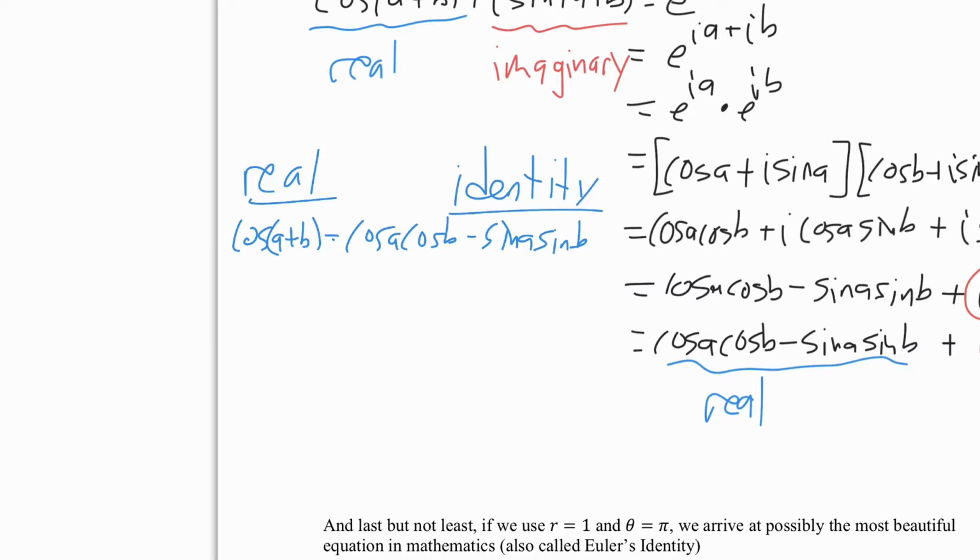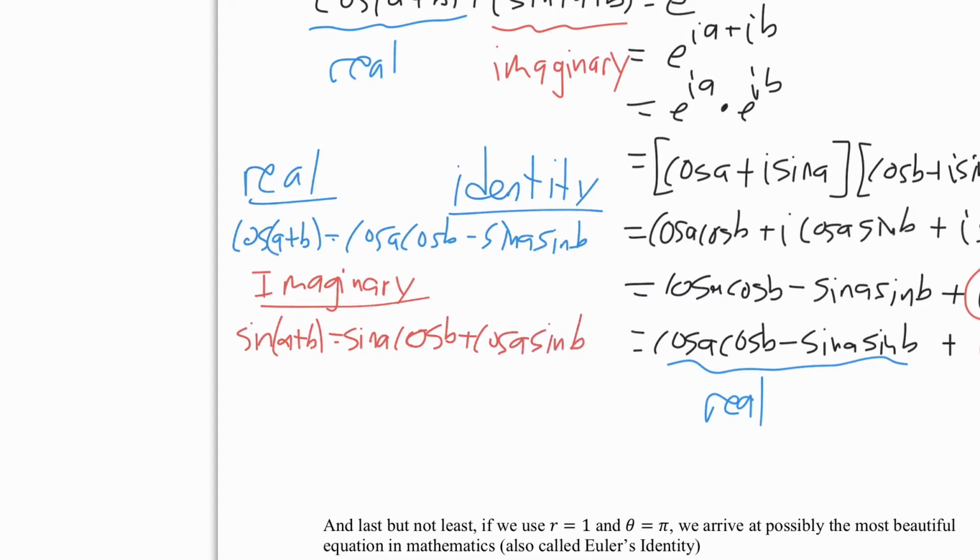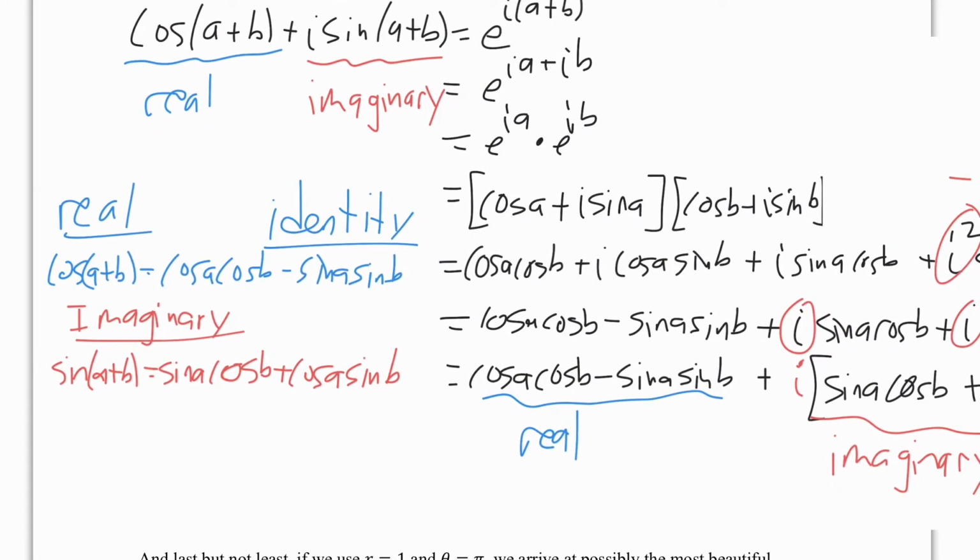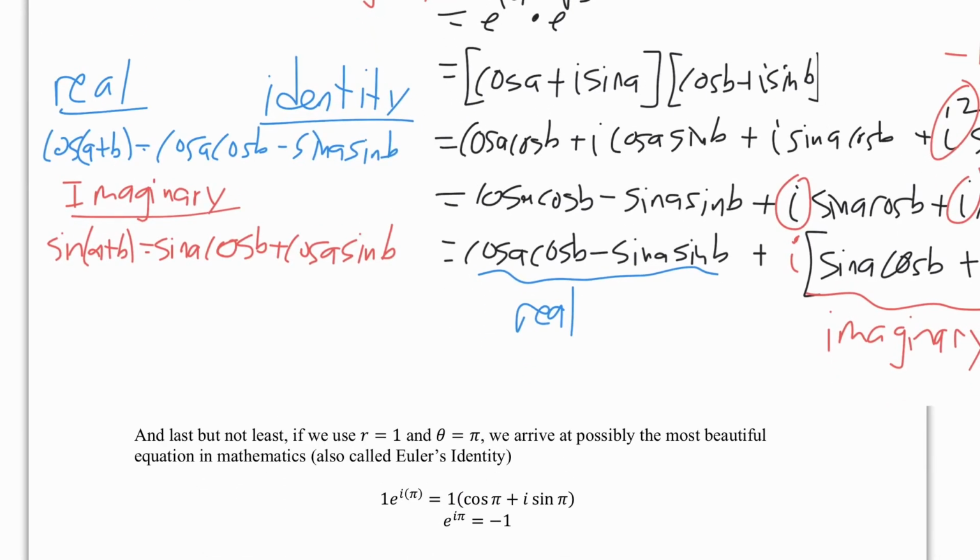And based on the imaginary part, we have sine of a plus b equal to sine a cos b plus cos a sine b, which is incredible. We're able to come up with these identities almost by accident, by just using some exponent rules and then foiling it out. These identities just mysteriously appear almost out of thin air.